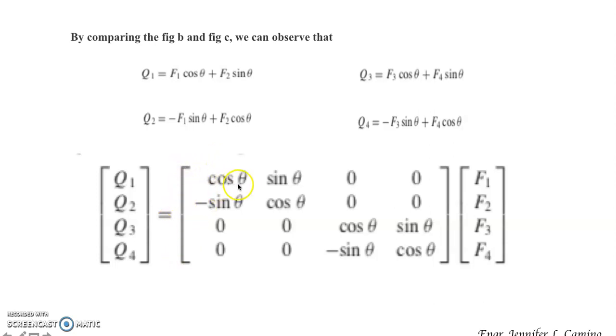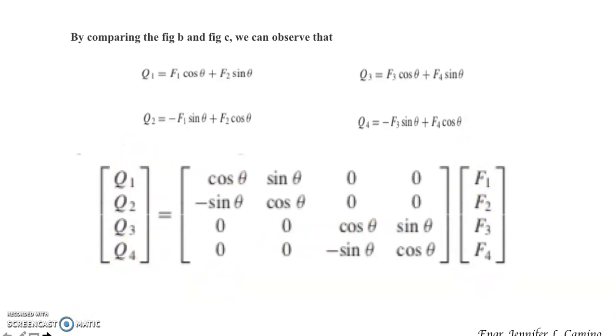This is now your transformation matrix actually. So the transformation matrix is equal to these components, these elements. Actually, these are taken from our equations, and this will be multiplied to the member end forces in the global coordinate system. So this is the equation that you're going to use if we're going to transform global to local coordinate system for each member. So for every member, you're going to use this equation to transform the global coordinate system to the local coordinate system.